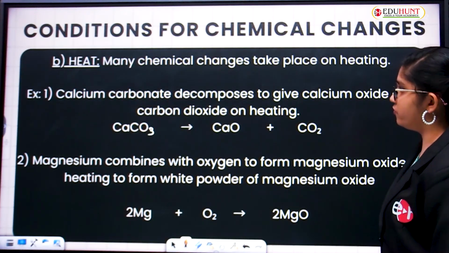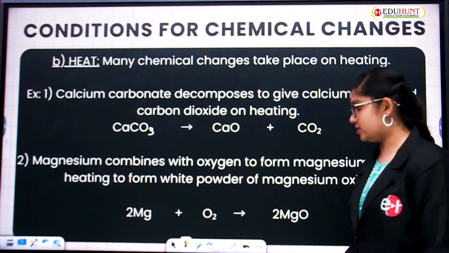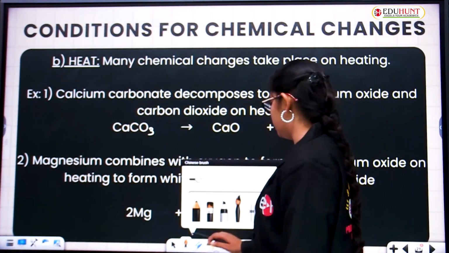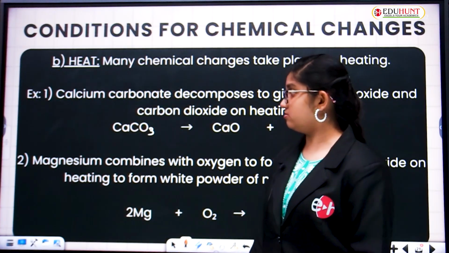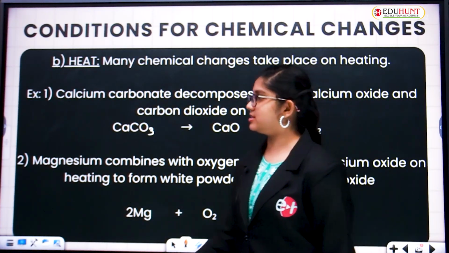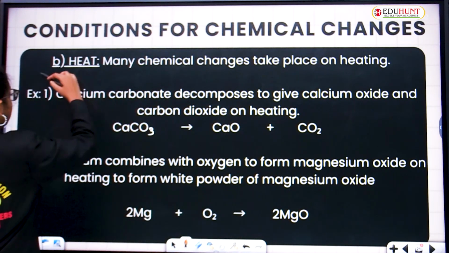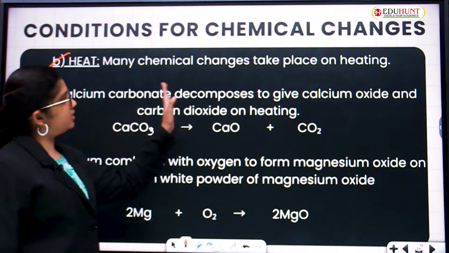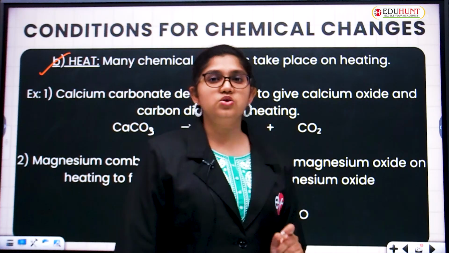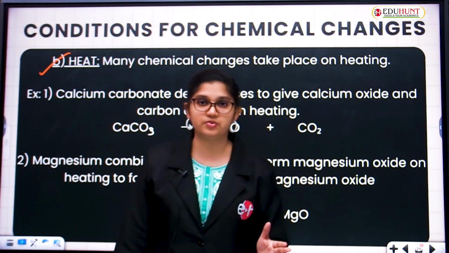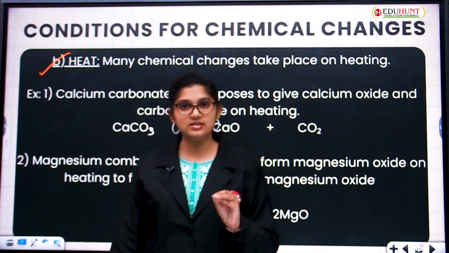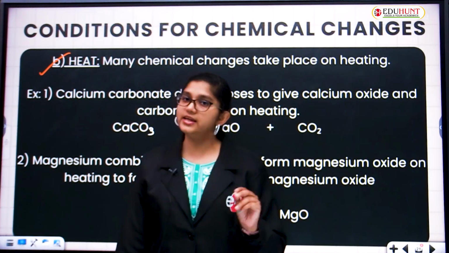And next we have is all about heat. What is that? Heat. Very good. So by applying some amount of temperature, it may cause a change. So we'll see what's that. Second one is heat. Many chemical changes take place on heating. So we just saw the physical and chemical changes, the difference between them. In that there is an involvement of heating, the temperature process.